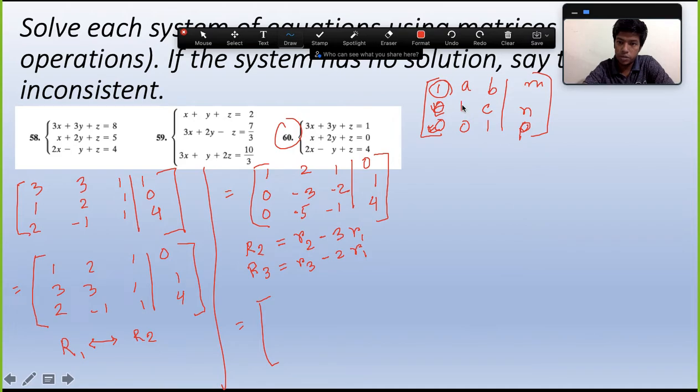Our next target is to get a 1 here. So 1 2 1 0. So how do we get a 1 here? This is a little bit funny, but if we divide this line by minus 3, then we get a 1 here, plus 1 here. So let's do it. 0, this will become 1, this will become 2 by 3, this will become 1 by 3.